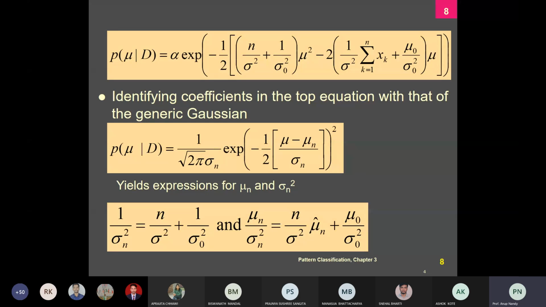You can have 1 by sigma n square is equal to n by sigma square plus 1 by sigma 0 square, and mu n by sigma n square is equal to, identifying the coefficient and equating it, n by sigma square mu n hat, or the estimated, plus mu naught by sigma naught square.